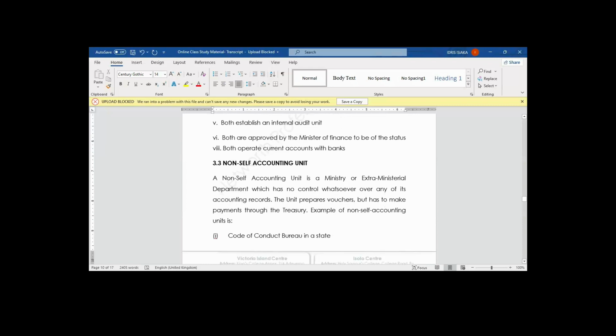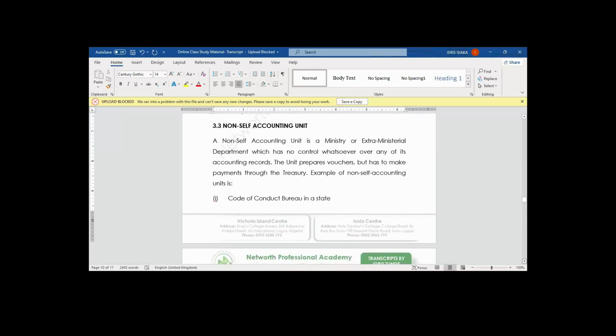All the ministries we have are self-accounting units. Examples of self-accounting units are agencies like NIMASA, FAN, MPA, NMPC. All these, they are what? Self-accounting units.